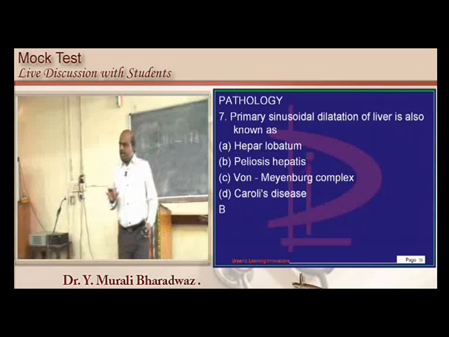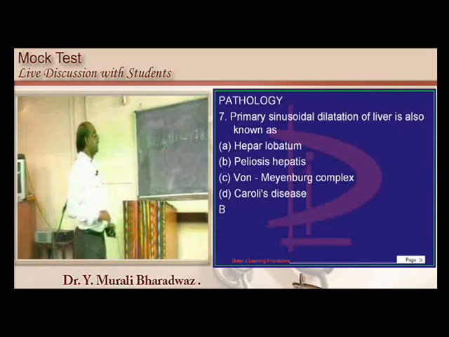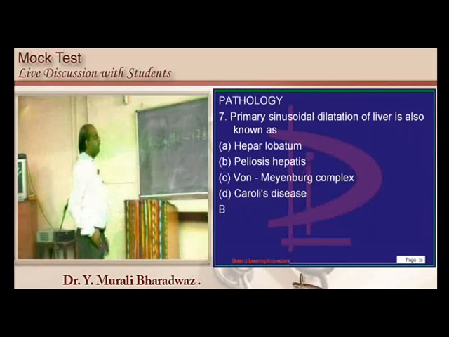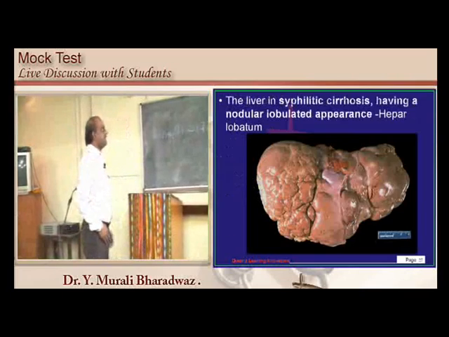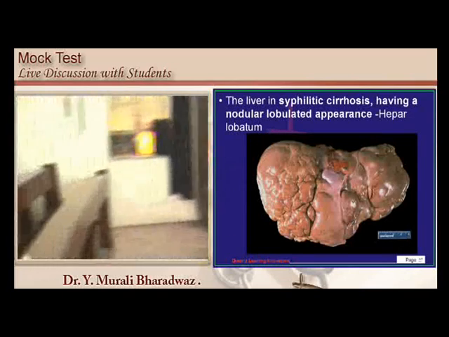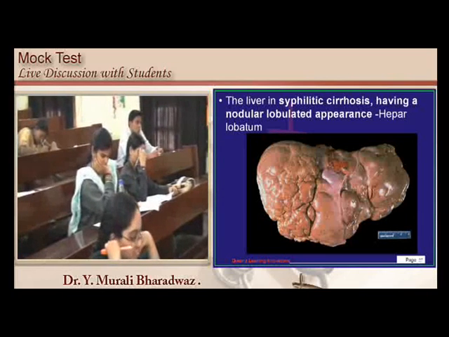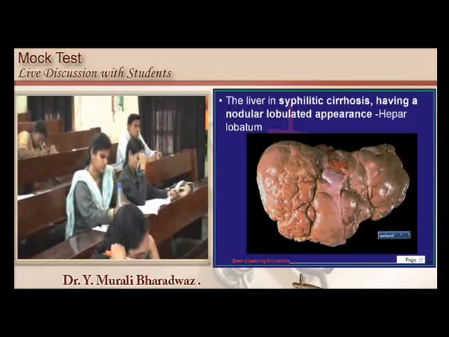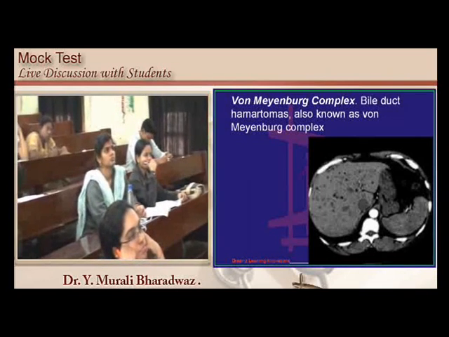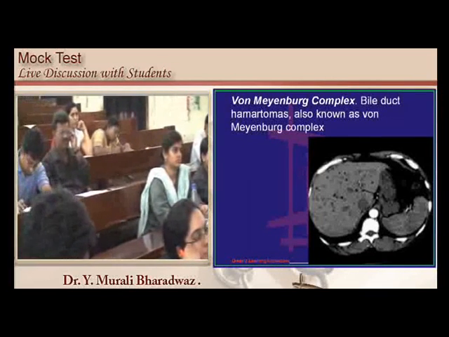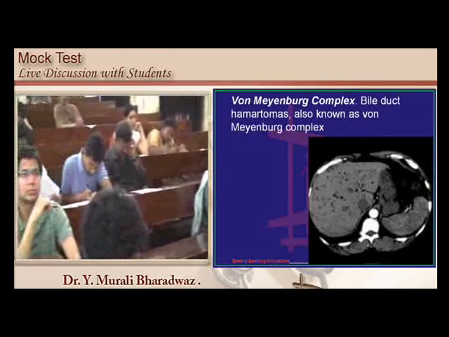The primary sinusoidal dilatation, what is it basically called? So before that I would like to ask you, what is hepar lobatum? Hepar lobatum is a syphilitic cirrhosis wherein, in syphilis, the liver will get a nodular, lobulated appearance, which is called the hepar lobatum. Then what is von Meyenburg complex? It is the bile duct hamartomas which will be forming, which are called von Meyenburg complex.